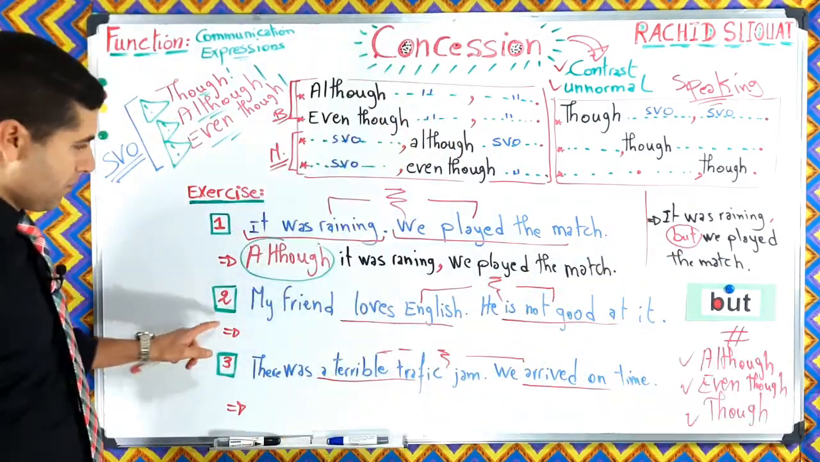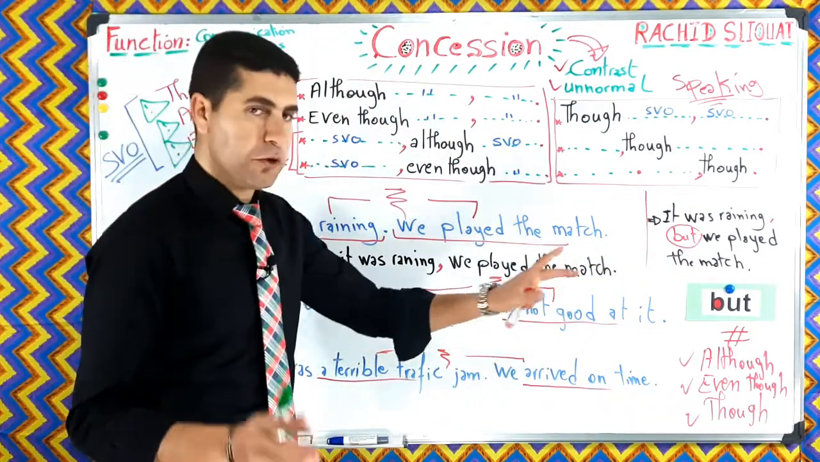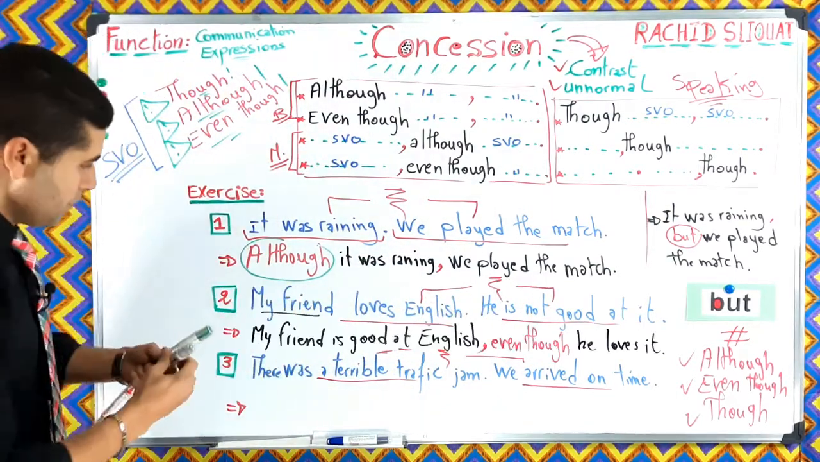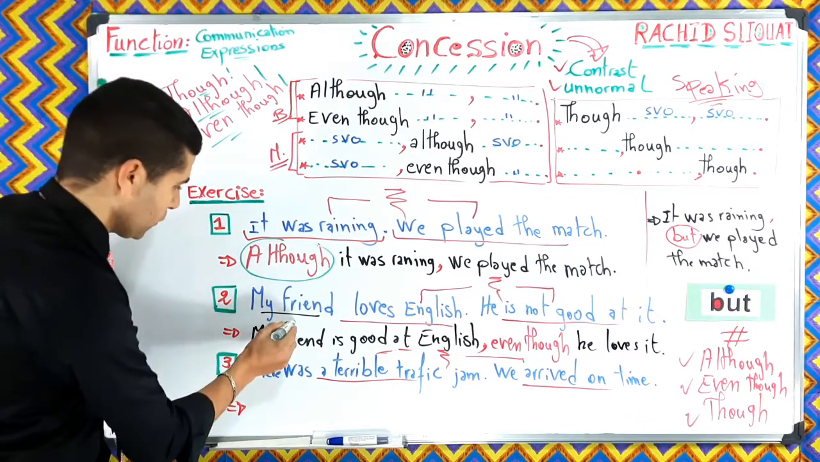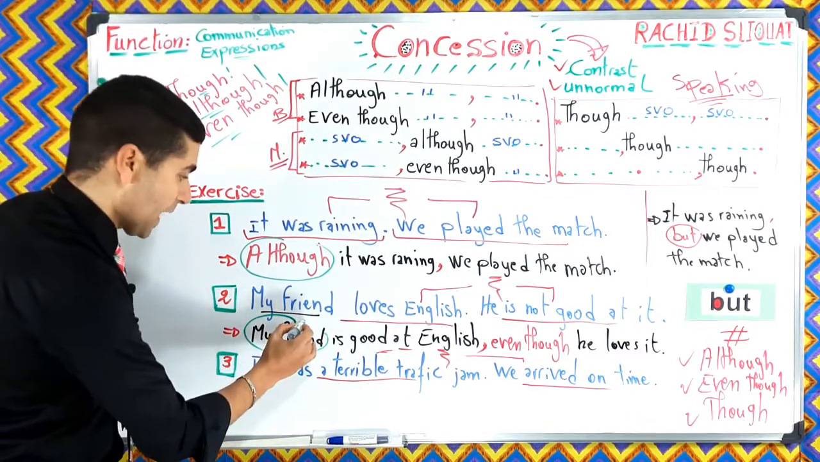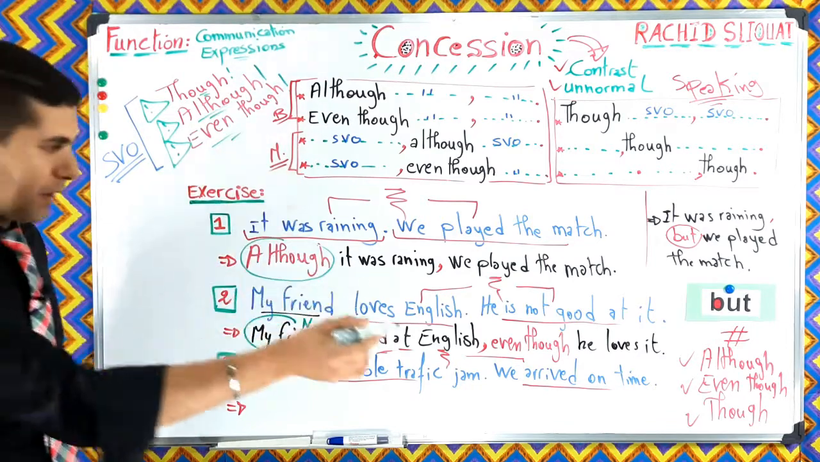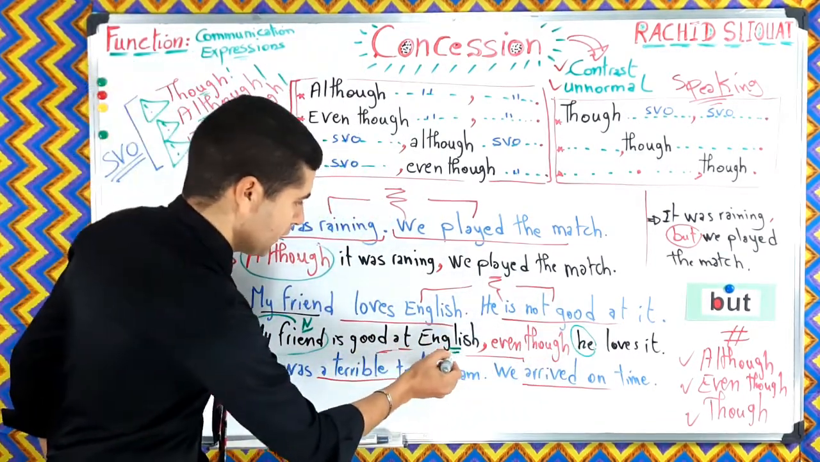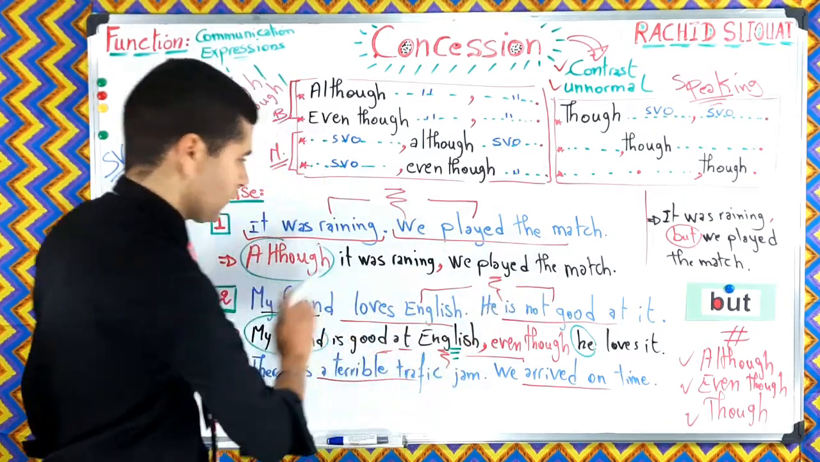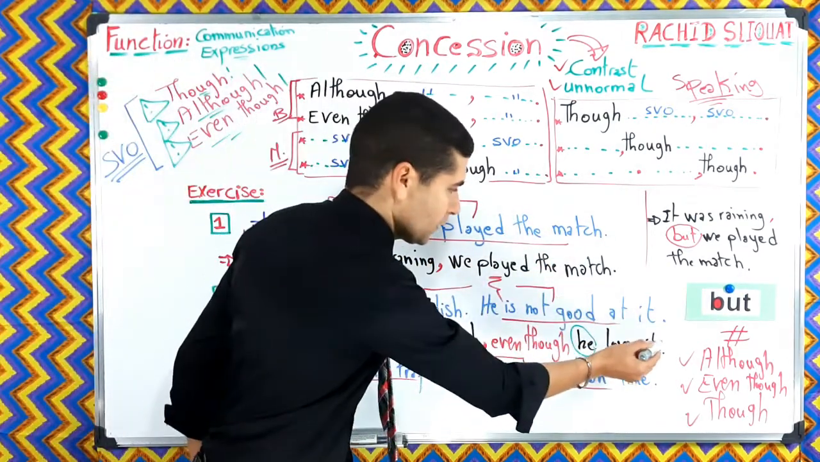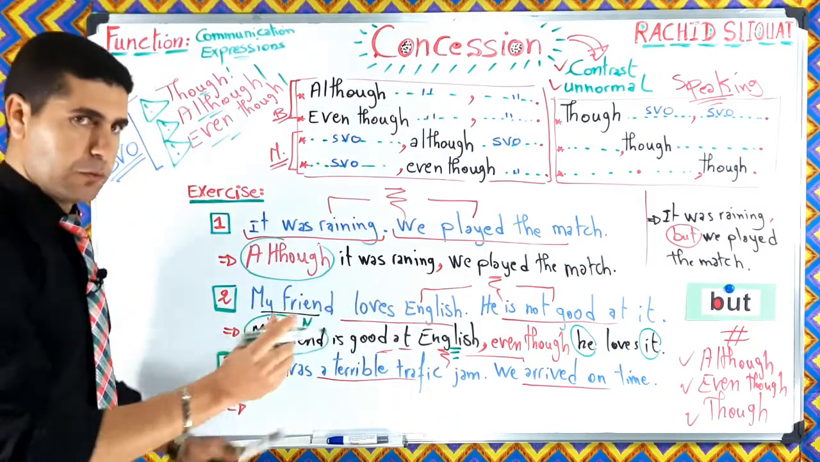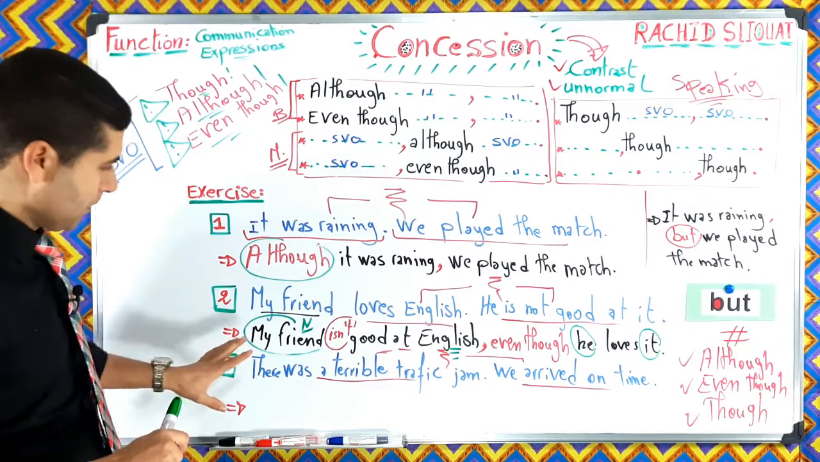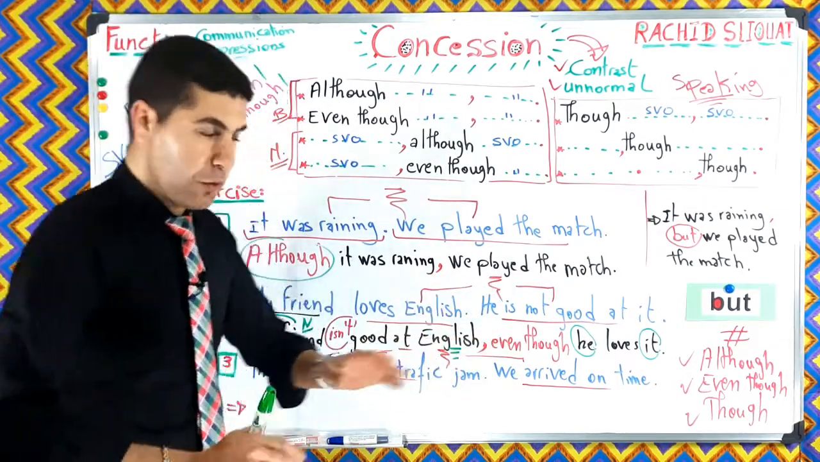All right, number two, my friend loves English, he is not good at it. Now let's use even though in the middle, okay? My friend, so as you can see, we always start with the noun, okay? In the second part, the pronoun. Here we start with the noun, we change it with English. In the second part, we use the pronoun. So always start with the noun, the second part with the pronoun. All right, my friend isn't good at English, even though he loves it.